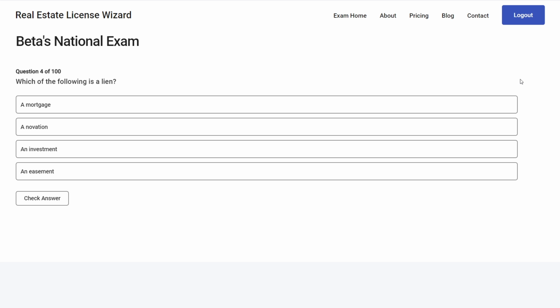Okay, question 4. Which of the following is a lien? And it gives us four options. Is it A, mortgage, B, a novation, C, an investment, or D, an easement? So go ahead and think that one over. Come up with your answer for that one.